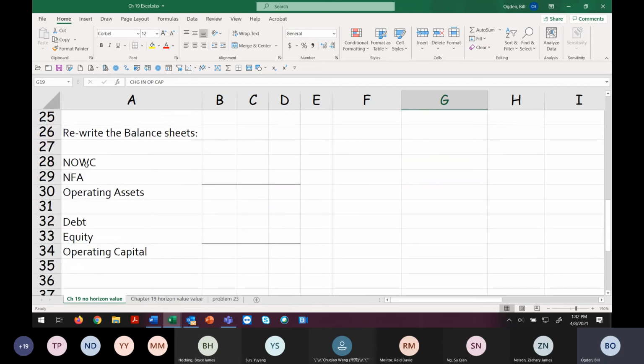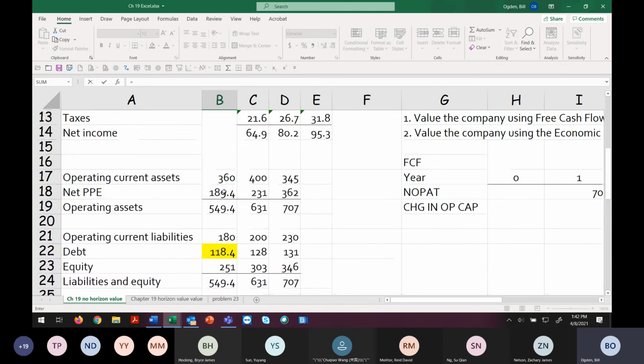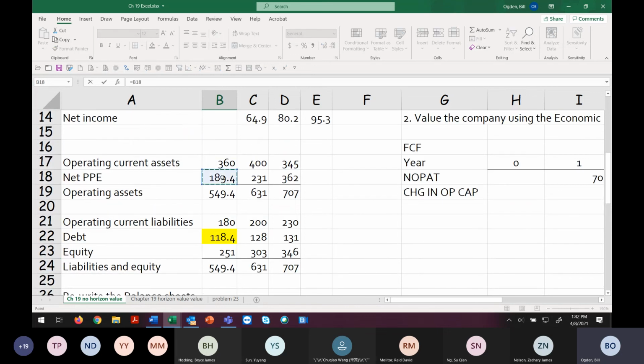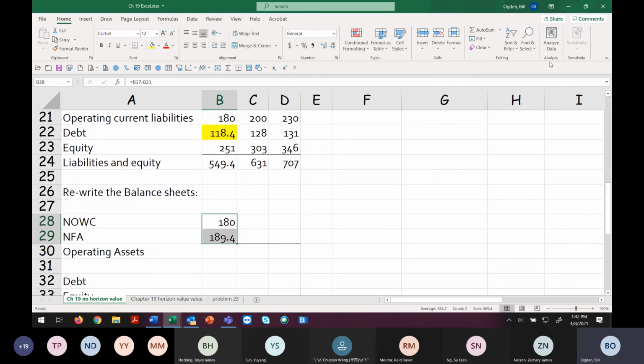All right, so net operating working capital. How do we get that? We did it with the financial forecasting. It's your operating current assets minus your operating current liabilities. Net fixed assets, just go get them. That's net PP&E, same thing. Add these together.